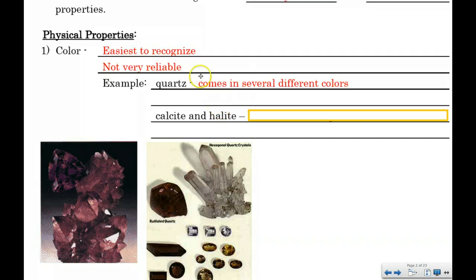So each mineral can have different forms, and many different minerals can have the same color or both be transparent. Calcite and halite both have crystals, and they both are clear to see through. So the idea is that color can help us, but can't be a defining characteristic. Quartz is a great example of that.